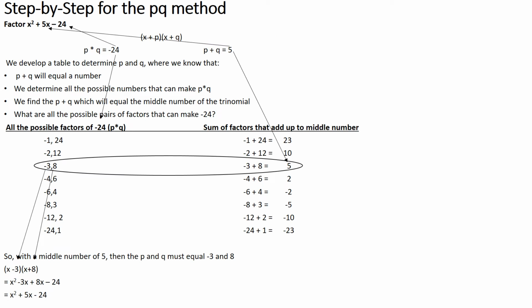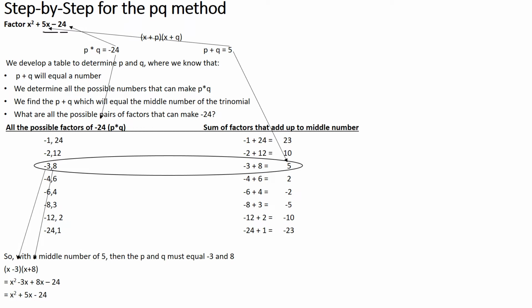Let's look at our example here: x squared plus 5x minus 24. Now I'm going to use the PQ method with x plus p and x plus q. My p times q has got to equal negative 24, and my p plus q has got to equal 5. And again, I got those numbers from right here, 5 and minus 24.